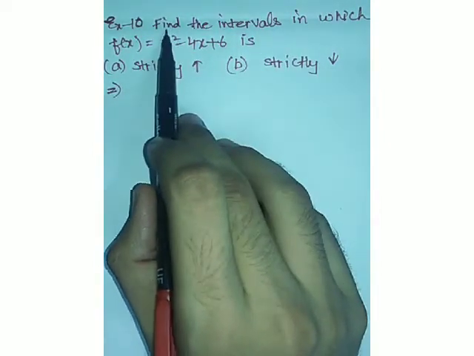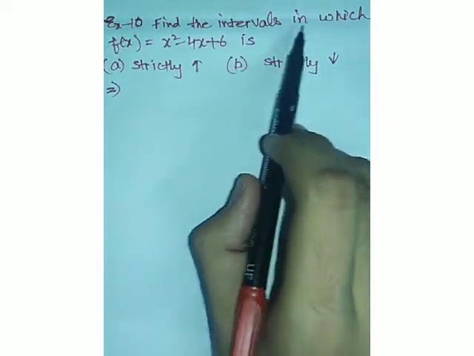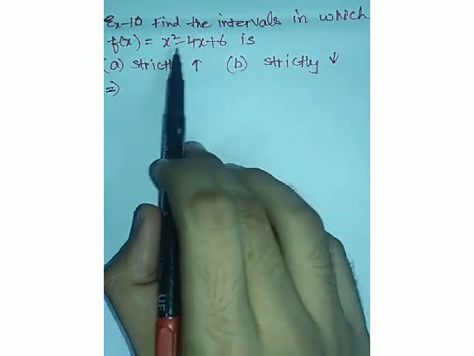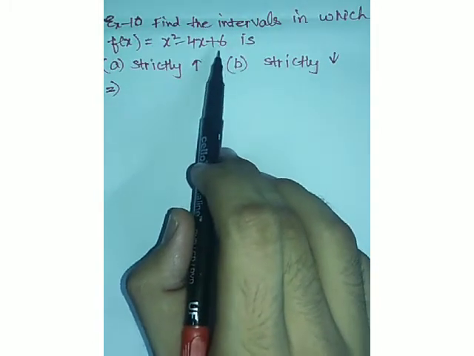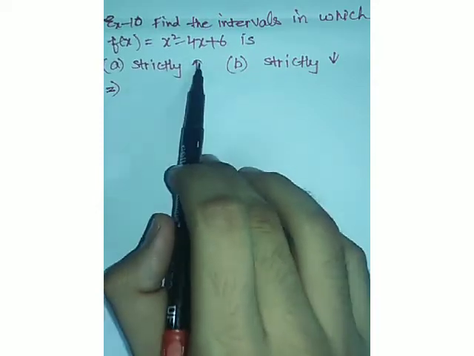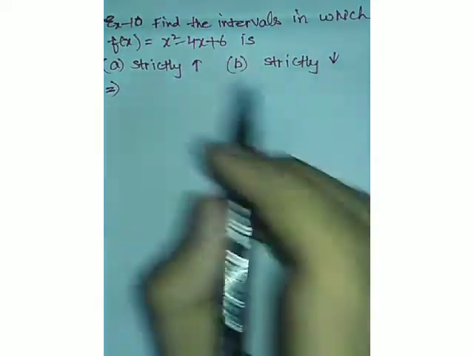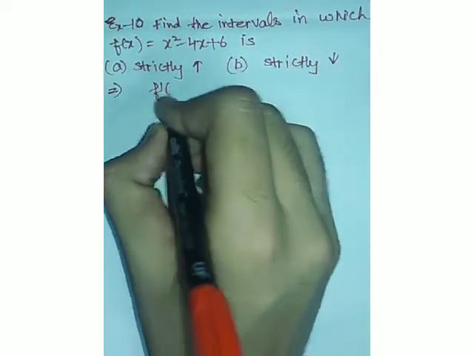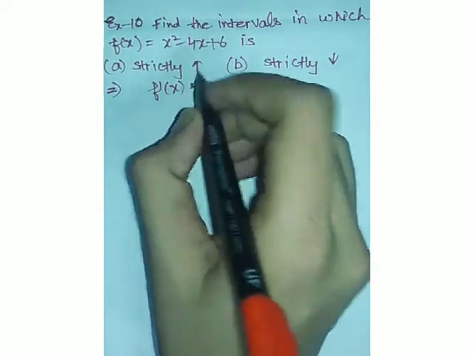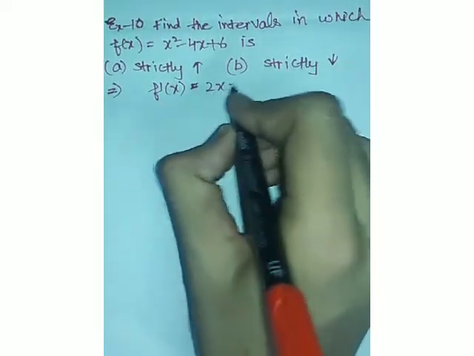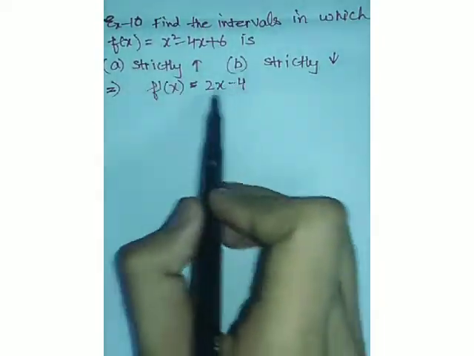In example 10, we have to find the intervals in which f(x) = x² − 4x + 6, that is the function, is strictly increasing and strictly decreasing. Firstly, like all of the other sums, we will find the derivative. What will we get? 2x − 4.